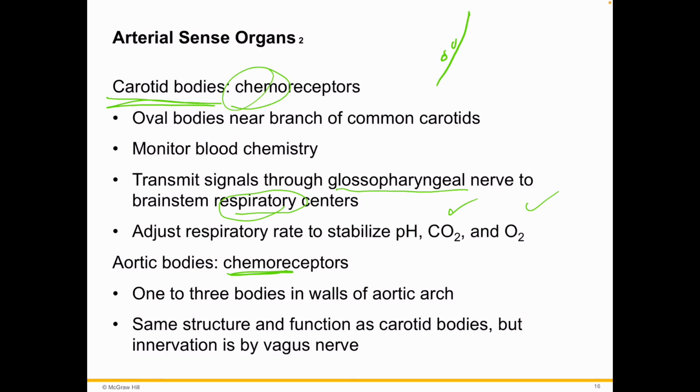So there's one to three bodies in the aortic arch. And if you remember, the aortic arch does like this, and then there's one, two. It's in a nutshell, right? So this is what the aortic arch is. It is up here at the top, just coming off of the heart itself.